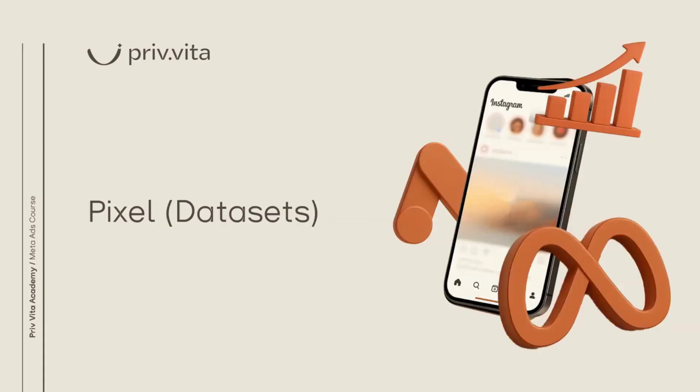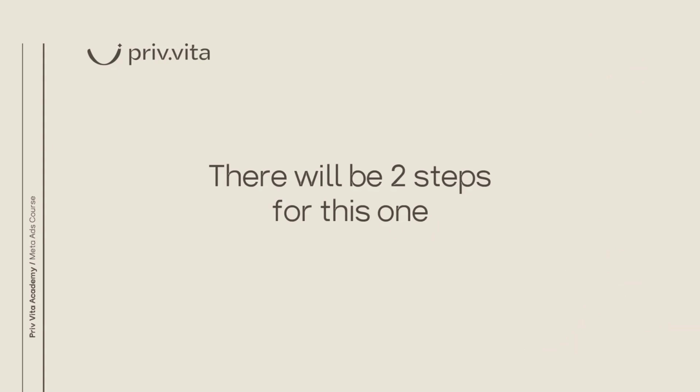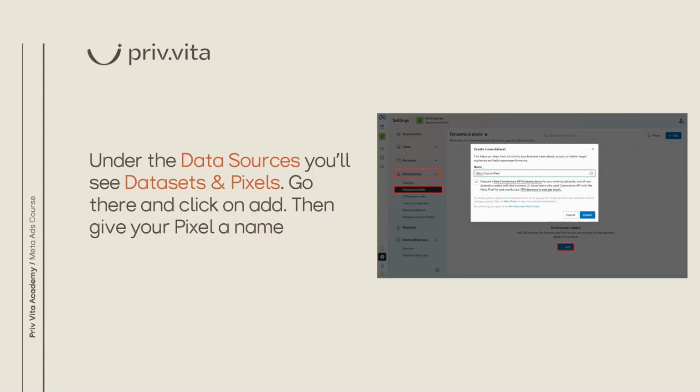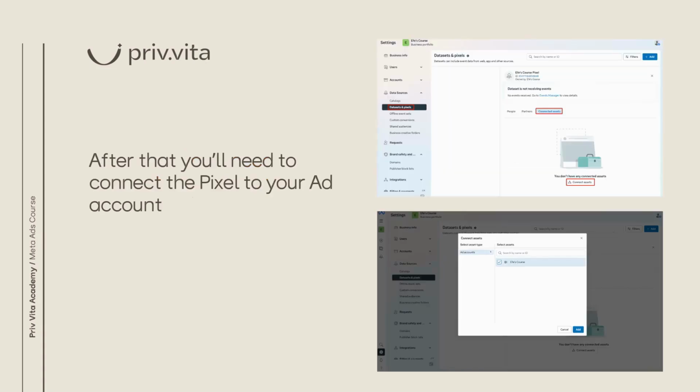And finally, we need to set up our Facebook pixel to gather data. There will be 2 steps for this, creating the pixel and then installing the pixel. Inside your Facebook Business Manager, under Data Sources, you will see Dataset and Pixels. Go there and click on Add, then give your pixel a name. After that, you will need to connect your pixel to your ad account.